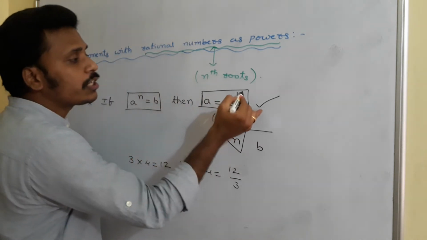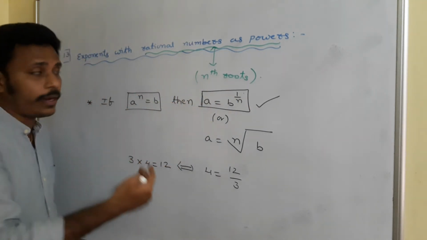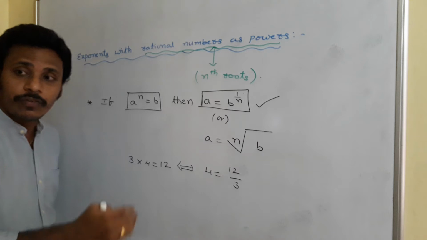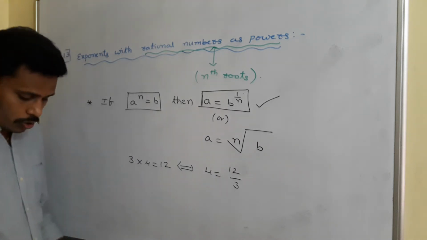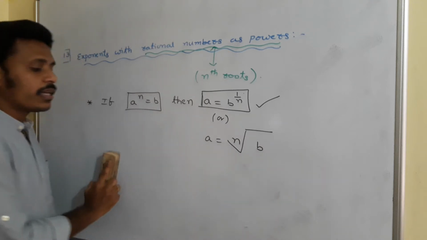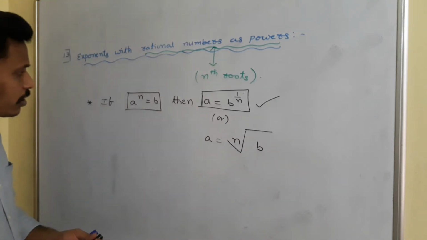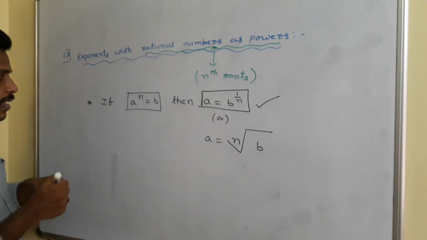So here, this 1 by n is a rational number. There, the concept of exponents with rational numbers as powers will arise. So actually, exponents with rational numbers as powers are generated from the use of exponents. You just observe some simple examples now.